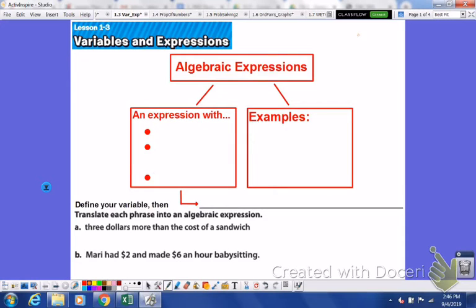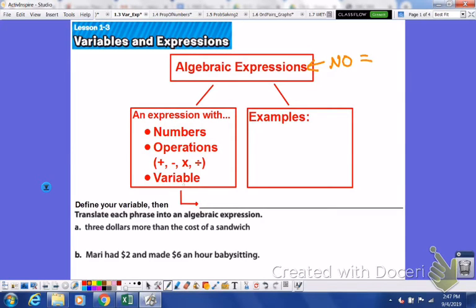Alright guys, chapter 1, lesson 3, we're going to start talking about variables and expressions. Last lesson we talked about numerical expressions, now we're going to start talking about algebraic expressions. So definition first. An algebraic expression is an expression with numbers, operations, and a variable. So again, expression, we have no equal sign.